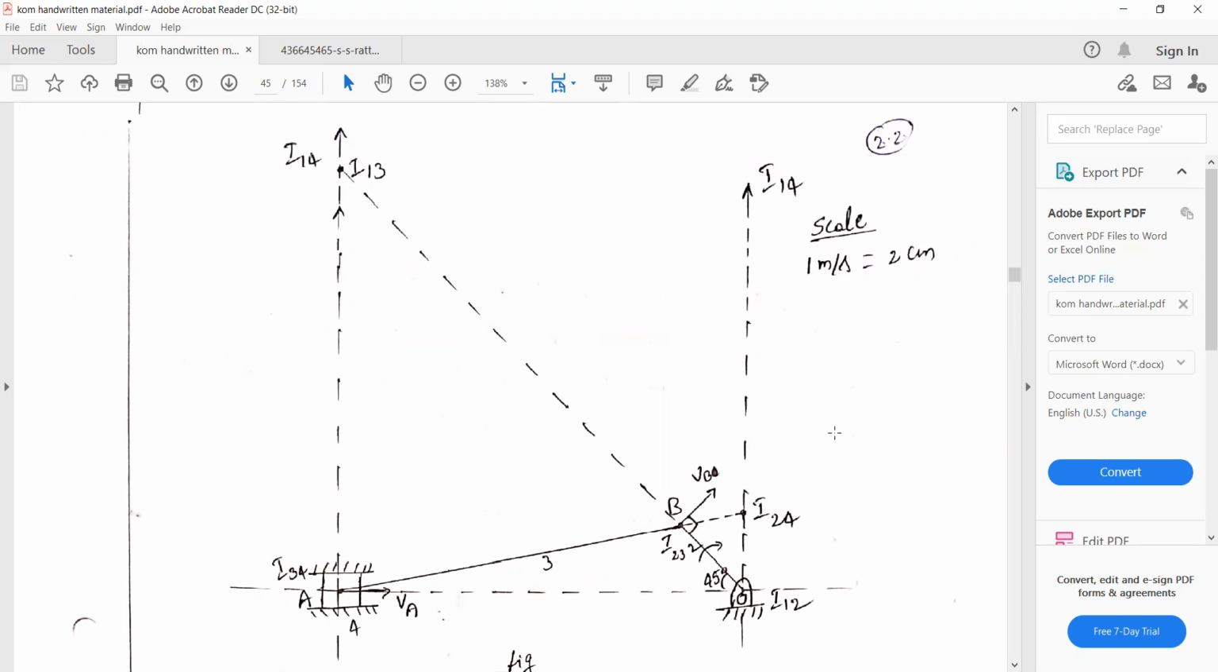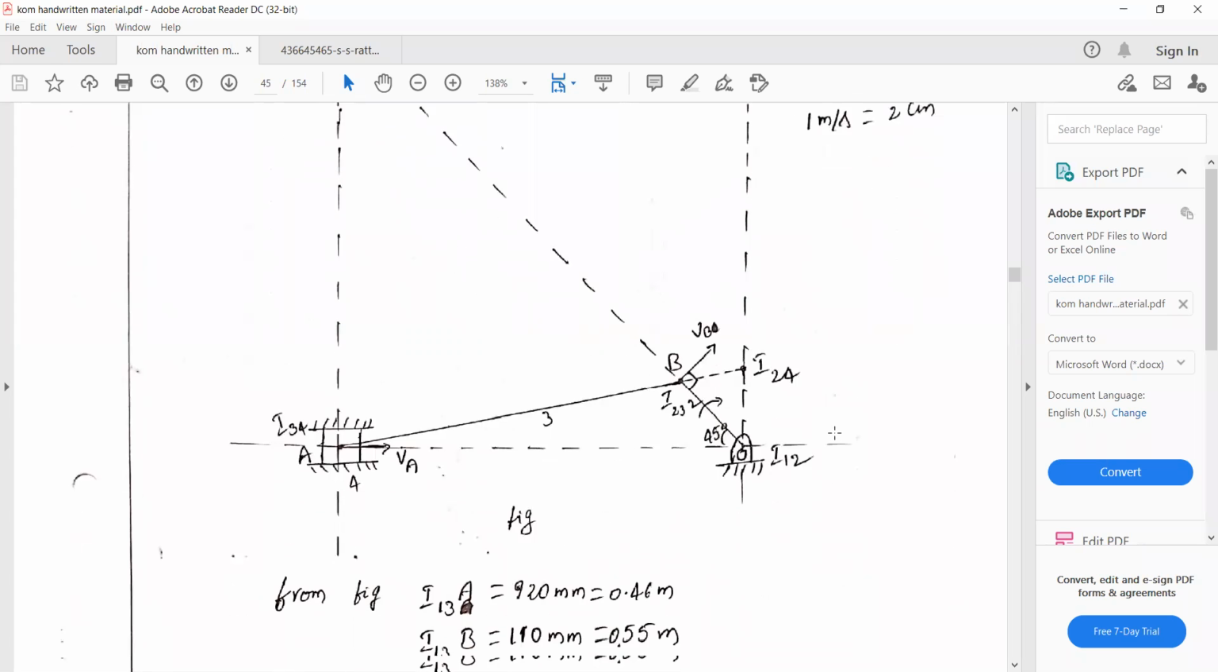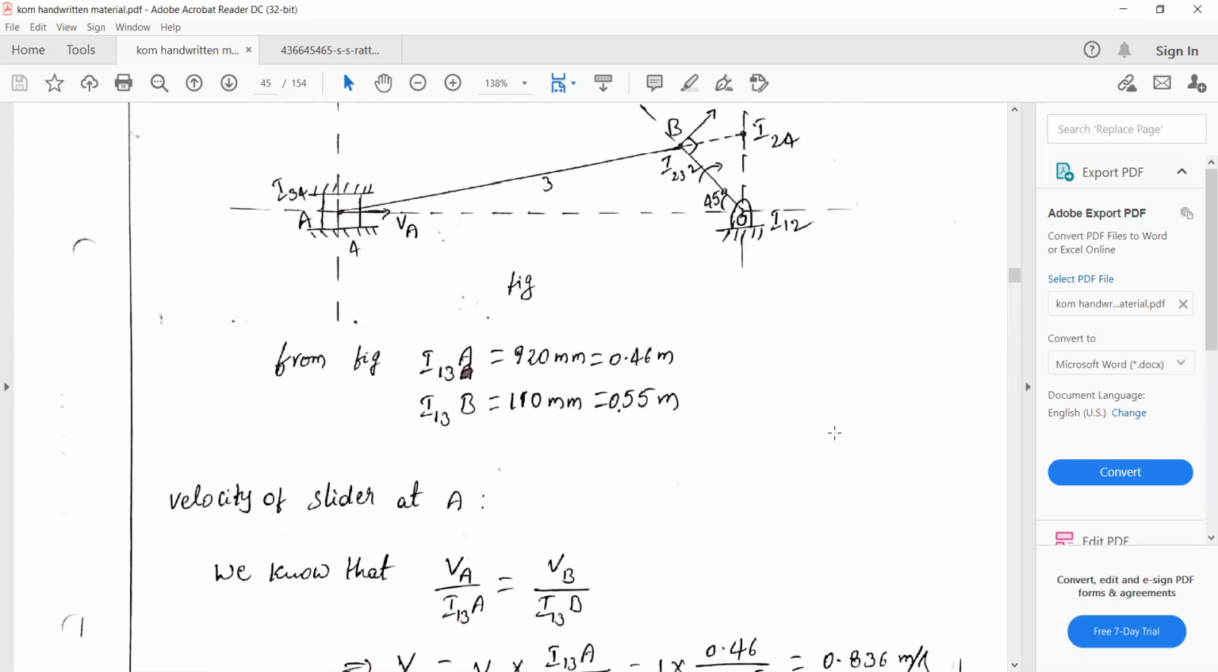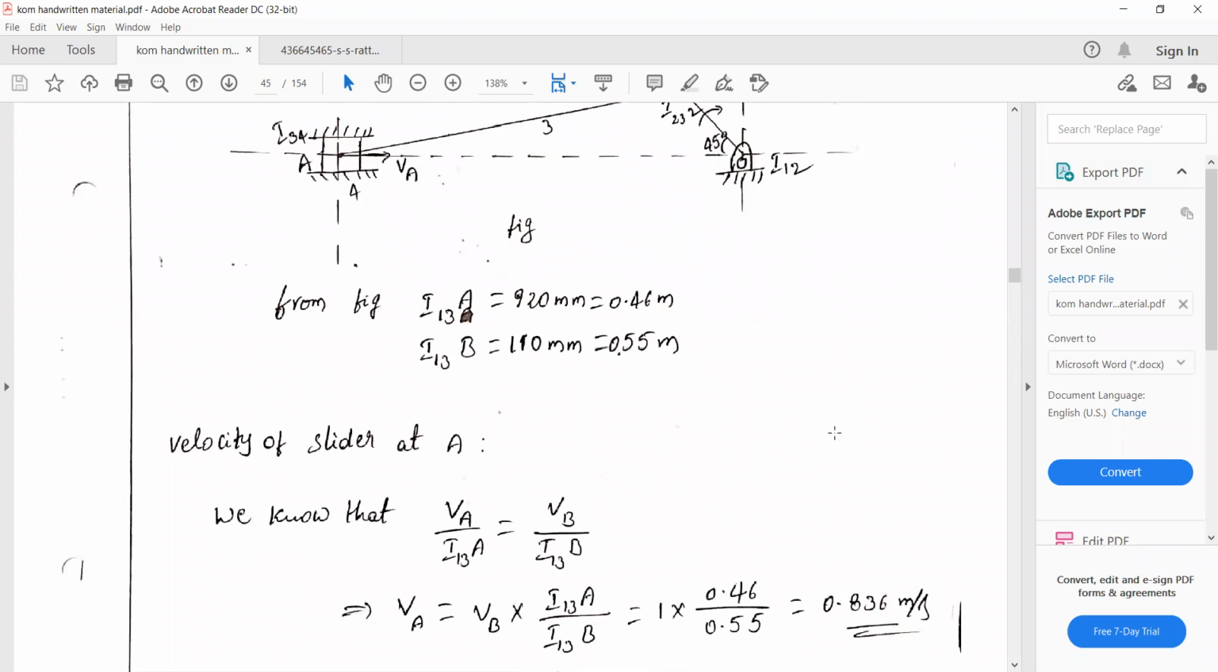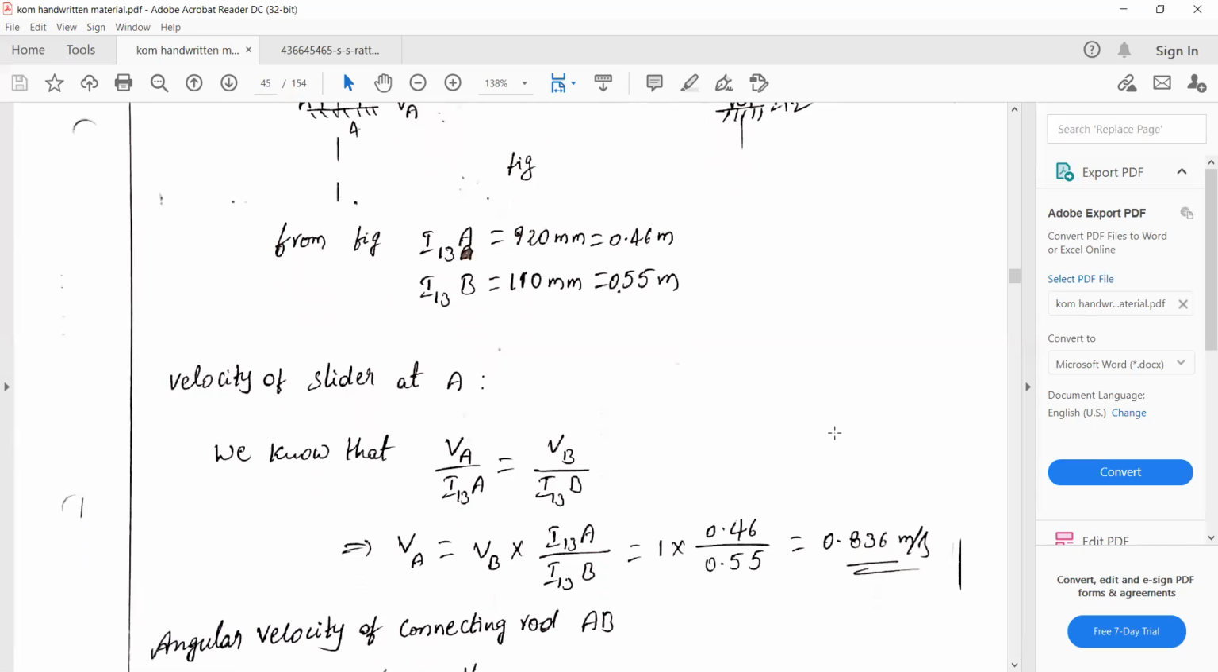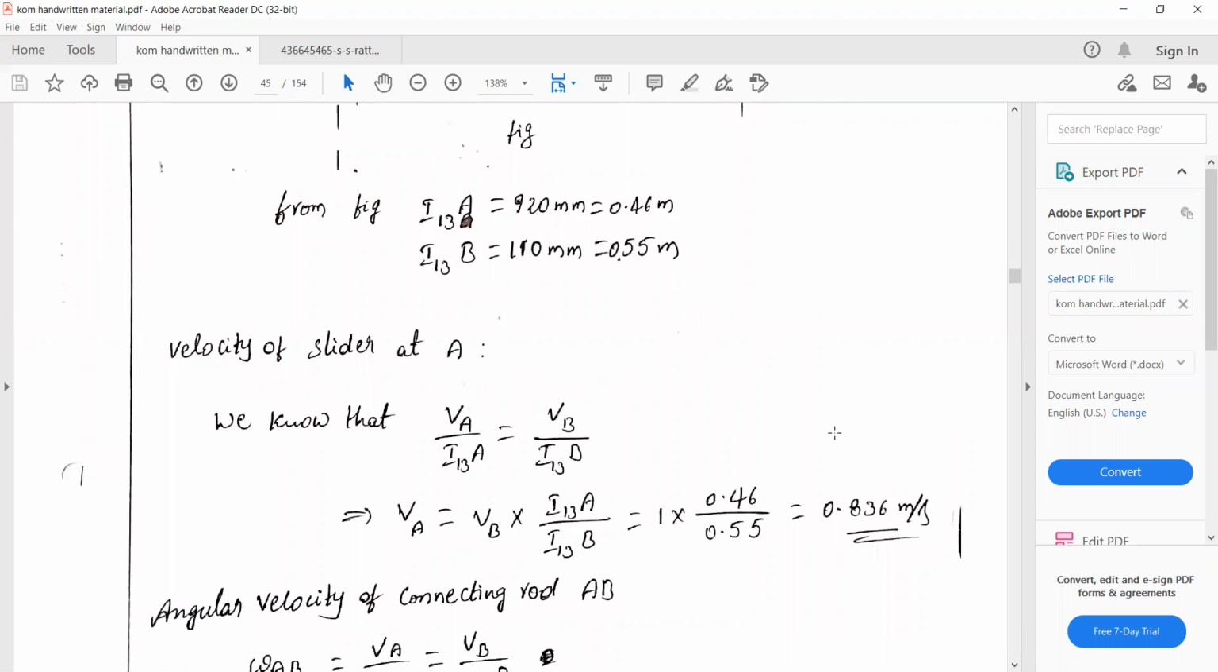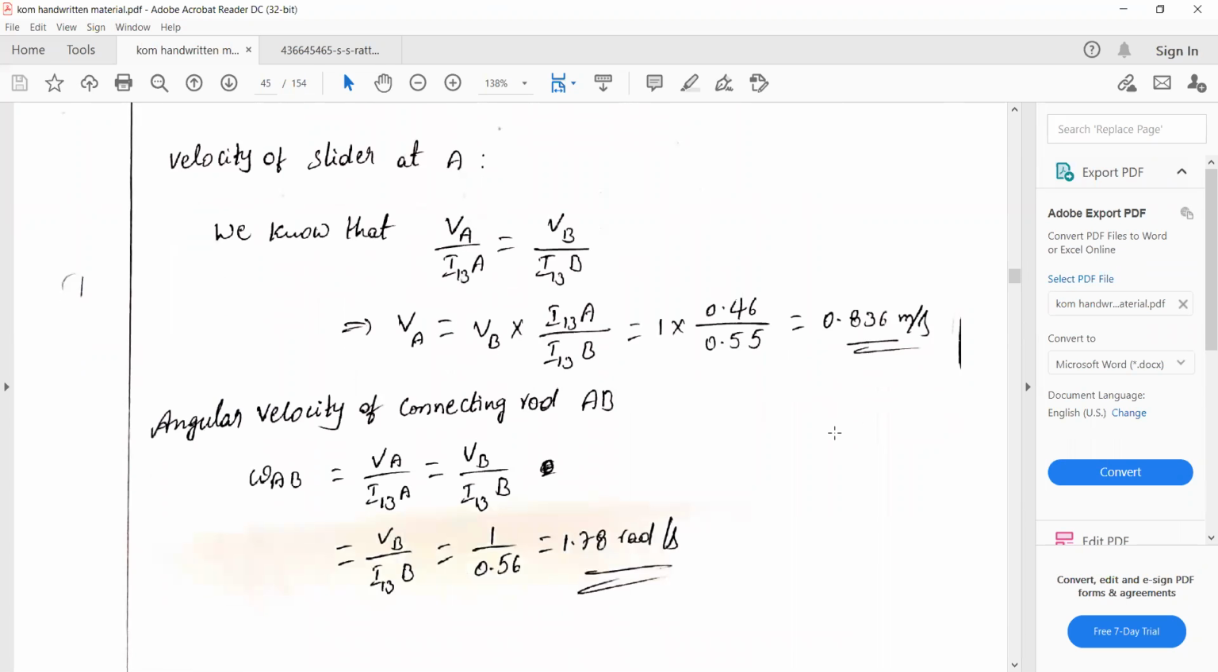Later, you will find out the number of instantaneous centers. Then you will find out the unknown velocities with the help of the angular velocity ratios.